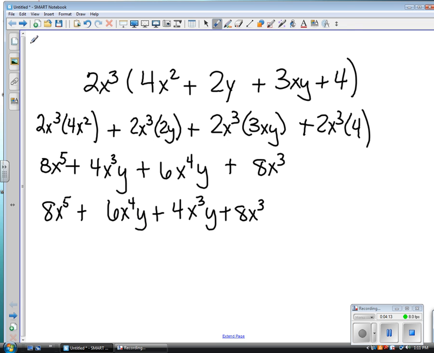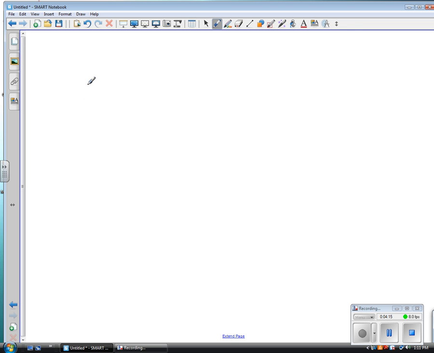Tonight what you're going to do is multiply polynomials by other polynomials, which means it's not going to be a monomial out front anymore. It's going to start to look like this. You could even have more terms within there. Right now I just gave you 2 binomials, which means they have 2 terms each.